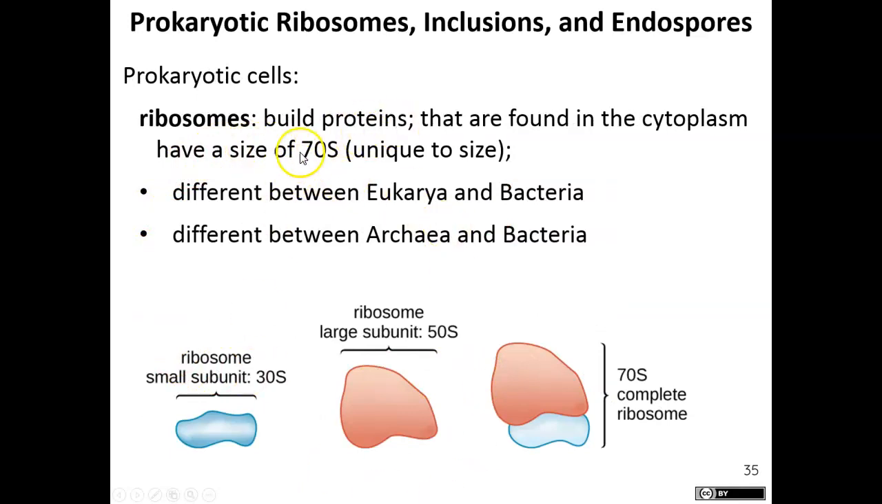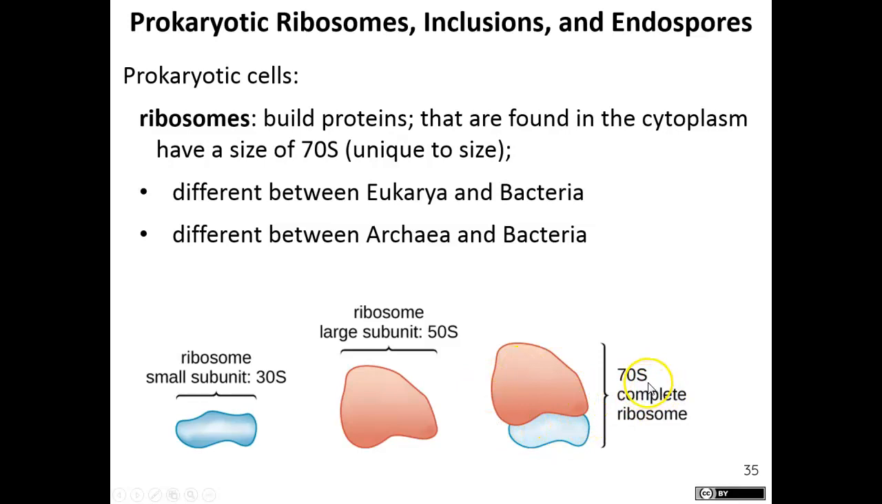So I told you that they have a different size. I told you they had a different structure than eukaryotic ribosomes. They are 70S ribosomes. So here you have the large subunit. This is a 50S ribosome. Here's the small subunit. This is a 30S ribosome, but when they come together, they are called a 70S ribosome.